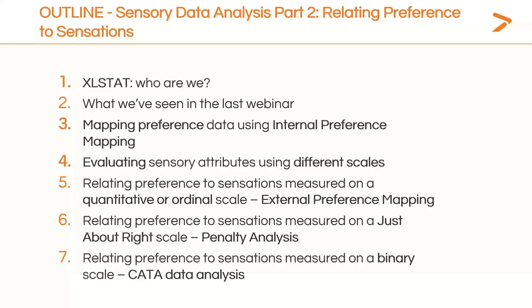One of the main differences between these 3 methods, which are external preference mapping, penalty analysis, and kata data analysis, is the way the sensory attributes are measured. So on what scale we will be measuring sensory attributes. With external preference mapping, we'll be measuring attributes on quantitative or ordinal scales. In penalty analysis, we'll be measuring attributes on just about right scale. And in kata data analysis, we'll be measuring attributes on a binary scale, so presence or absence of the attributes.